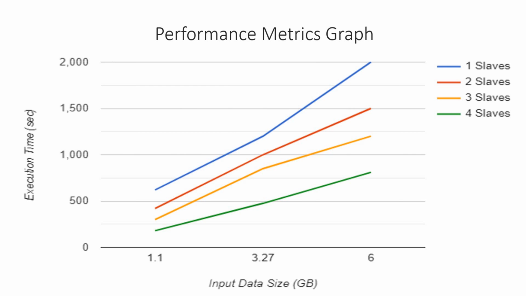This is the performance metrics graph with respect to the table that we defined above. Here we can show that the relationship between the input data size and the execution time is a linear, or approximately linear, relationship, where we can see the increased data file has increased execution time. Also, with increased cluster size, the time decreases.